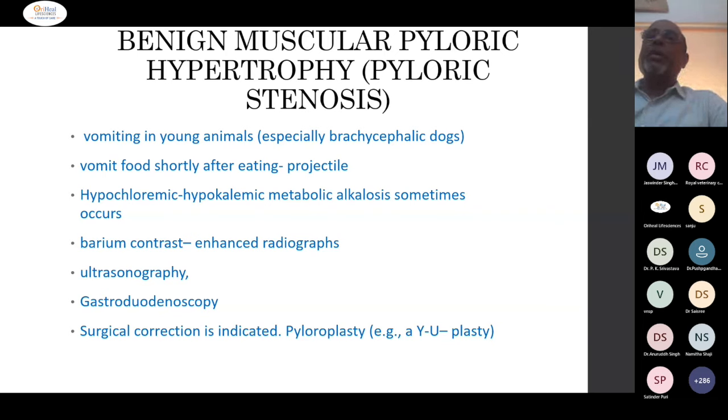There can be hypochloremia, hypokalemia, and metabolic alkalosis in case of pyloric stenosis. The diagnosis is by barium contrast enhanced radiographs. Ultrasonography is again very helpful. Gastroduodenoscopy is also very diagnostic for pyloric stenosis. Most important, you can try medical treatment; otherwise, surgical correction called pyloroplasty is a last resort for pyloric stenosis.